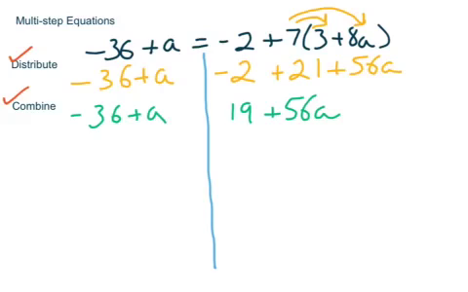Now the next thing I want to do is see if I have variables on one side of my equation. I actually have variables on both sides, so I want to get them on one side. I'm going to look for my variable that has the smaller coefficient. We have an a by itself, so we've got a 1 for coefficient, and positive 56a. So I'm going to deal with my 1a, and I'm going to do the inverse. I'm going to subtract an a from both sides.